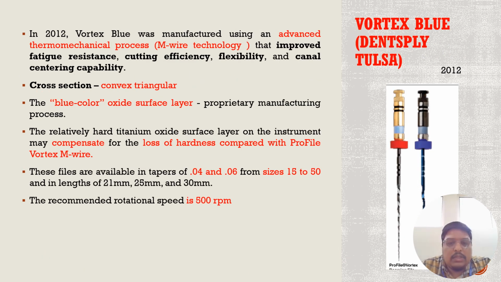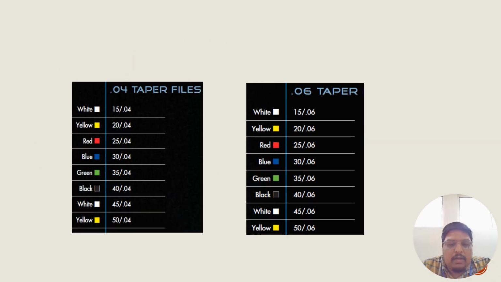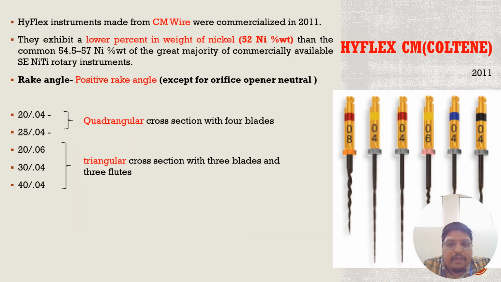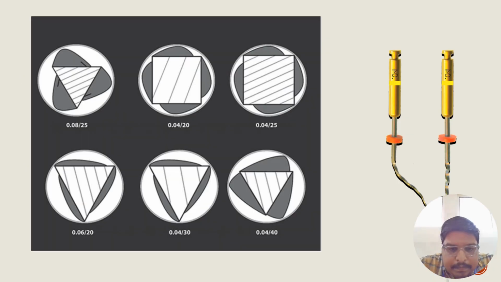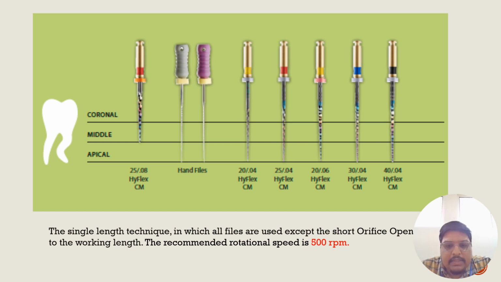In 2012, Vortex Blue was manufactured with advanced thermomechanical treatment of the regions, quad and the Q taper file. Fifth generation file system includes HyFlex CM files, which have a positive rake angle and triangular cross sections, square and radial cross sections. It is available in sizes of coronal hand files 2004, 2504, 2006, and 3004, 4004.